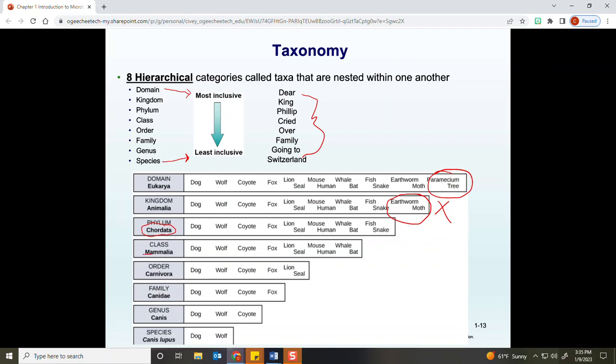Now, in Mammalia, we're only listing those that are mammals. Fish and snake, not mammals. Then we have order Carnivora. We see that whale, bat, mouse, and human are not listed in Carnivora. They are not carnivores. Yes, humans eat meat, but we also eat plants. And then we have family Canidae, genus Canis, and species lupus, which includes only dog and wolf.